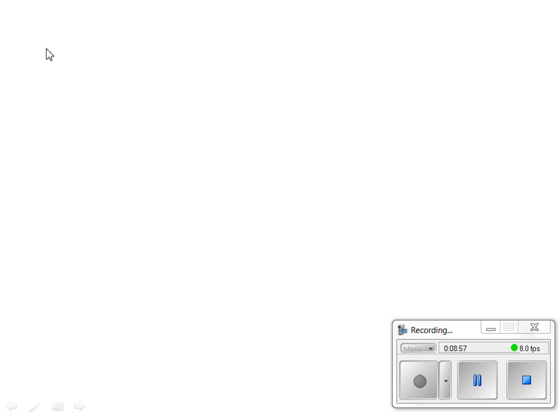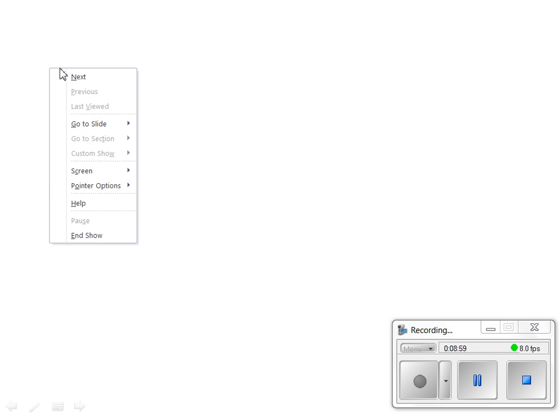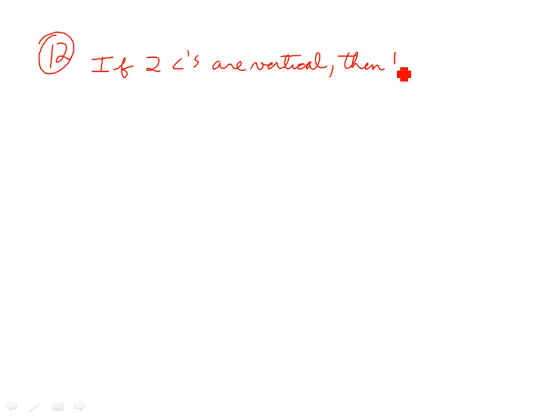Number 12. Write the converse, inverse, and contrapositive of the statement. Tell whether each is true or false. The original statement is: if 2 angles are vertical, then they are congruent.